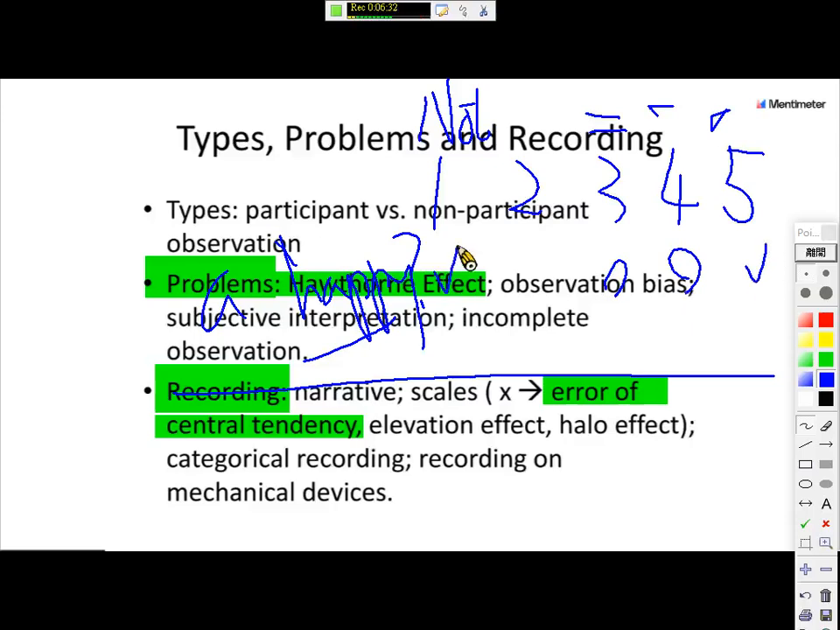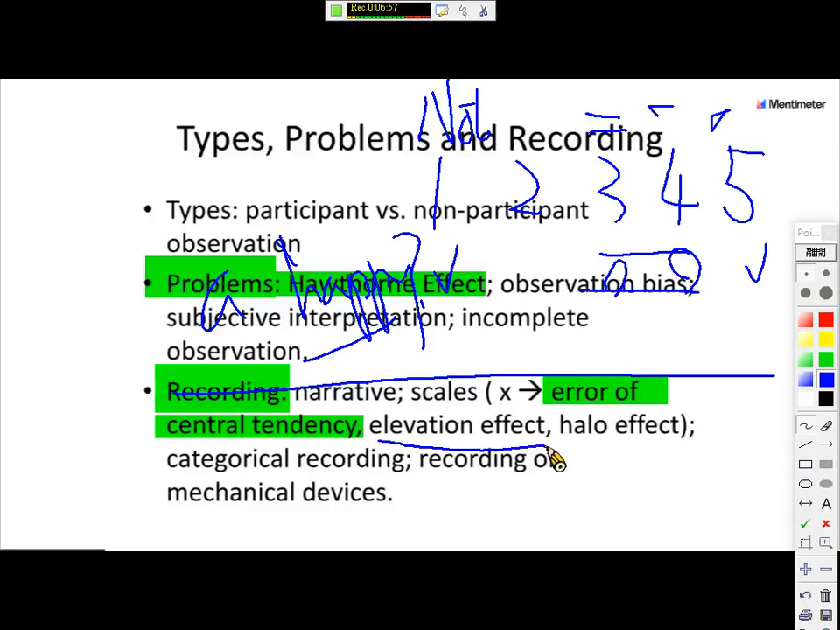This is the so-called error of central tendency. Because we don't think that choosing extreme answers will be appropriate, and you like to conform to other groups' ideas, right? So most of the time you will choose something in between. This is the so-called error of central tendency, or the so-called elevation effect.